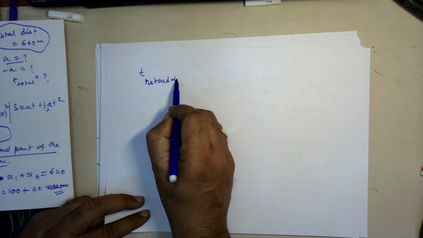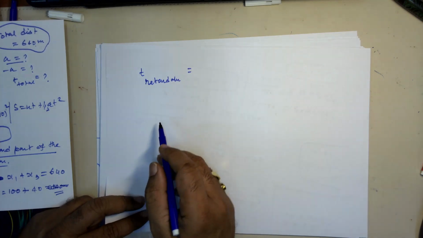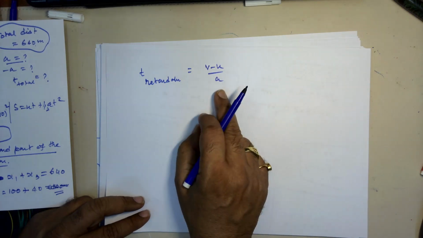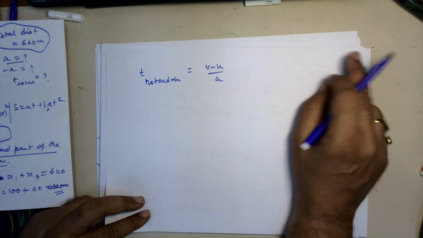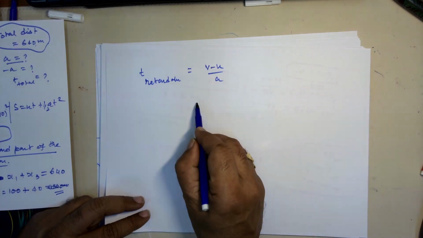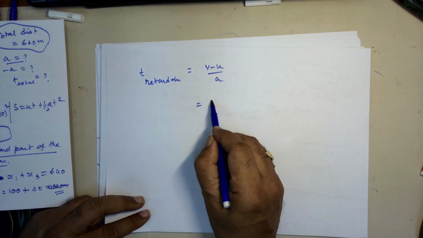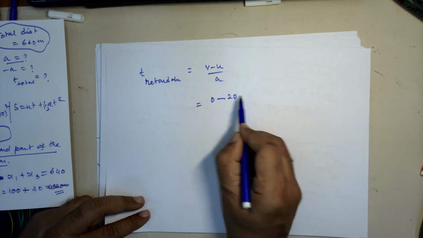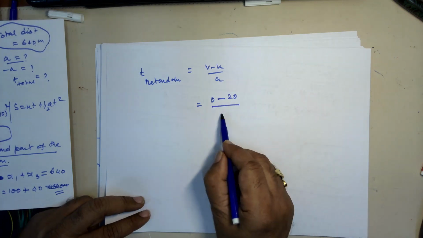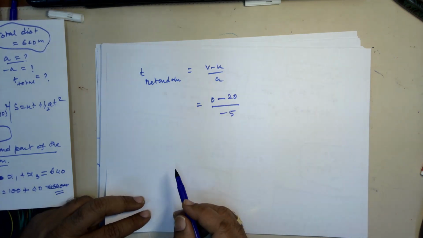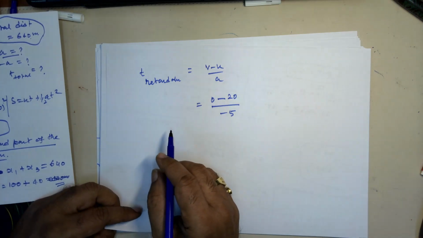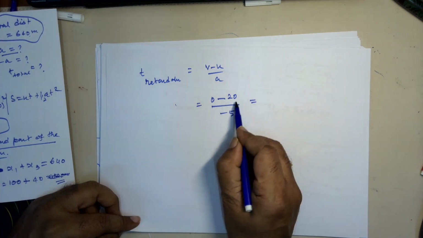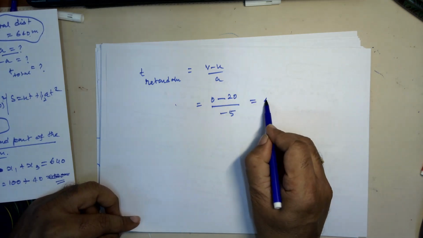Take down the last part. That is T is equal to V minus U divided by A. This is the formula. Where did I get it from? That is from the velocity-time graph. So here, what is V? 0, right? What is U? It was traveling at 20 meter per second. And what was the A? Minus 5. That is the retardation, right? You have to put minus 5. So it means minus 20 divided by minus 5, that is 4 seconds.